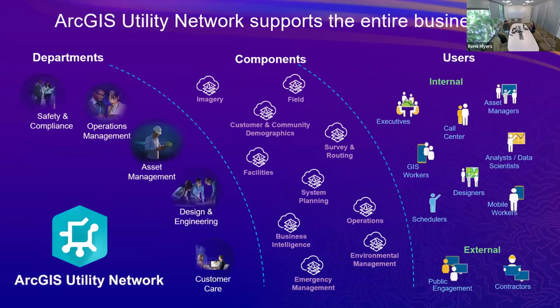So, still digging into how the utility network supports the entire business. You have the utility network as the base. You have all the departments, and you can think about your own organization, there are lots of different departments. And then there are lots of different components that feed into those departments, or that those departments are trying to access, whether it's imagery, survey and routing, facilities, all those bits and pieces. They have a lot of users that need to access and utilize this data.